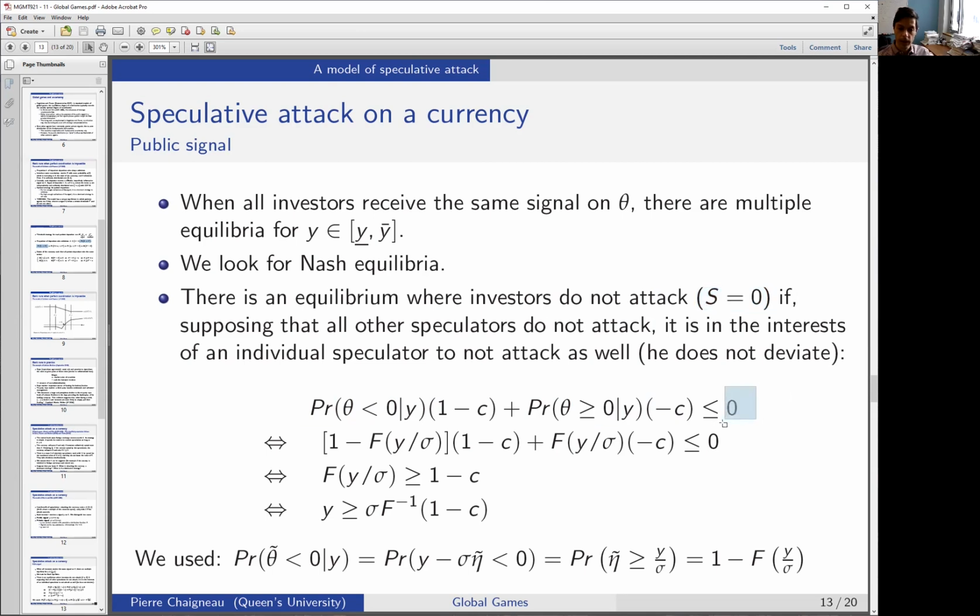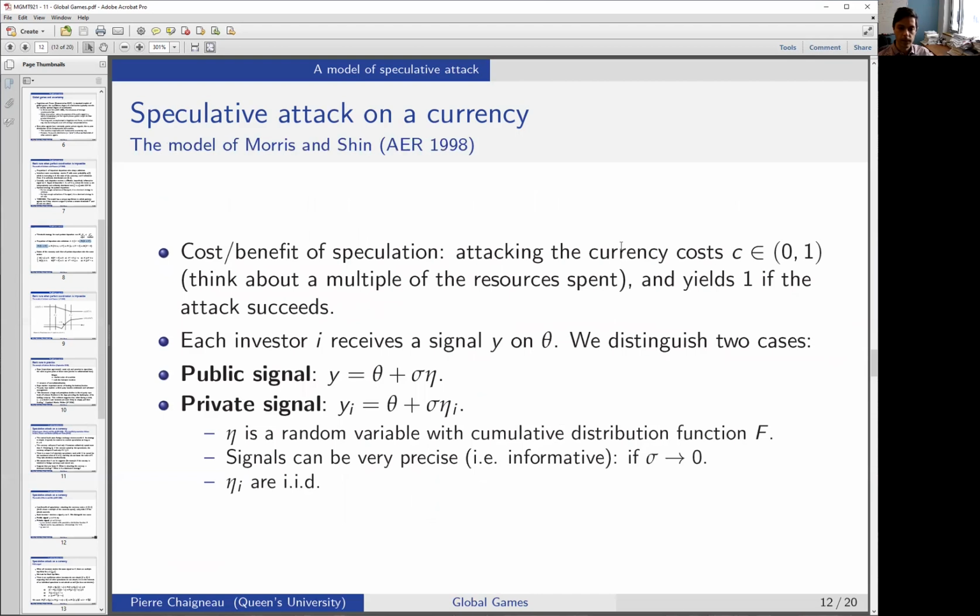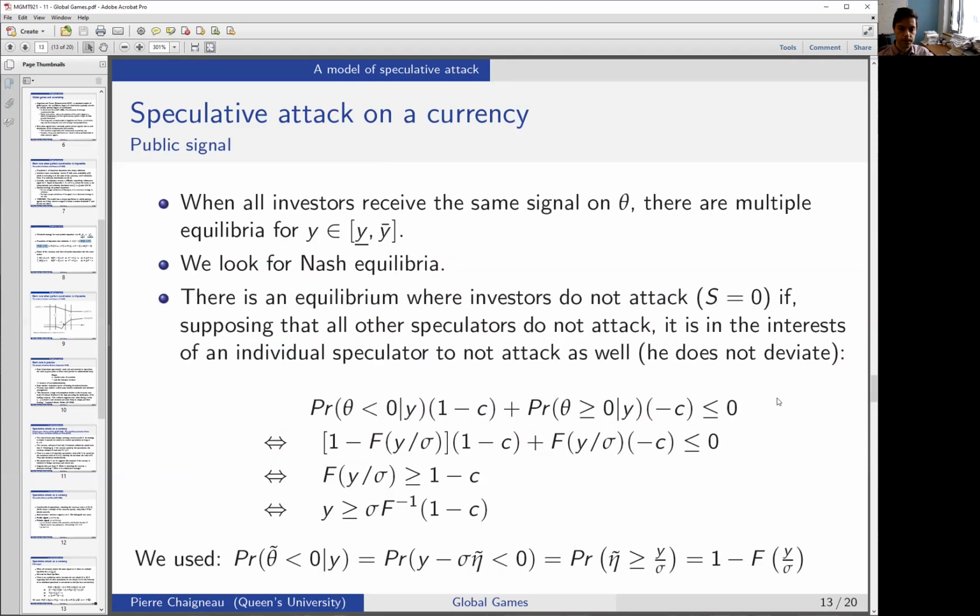Of course, if I do not attack, I get 0. I do not spend anything and I do not get any benefit. Now, if I attack the currency, there are two possible outcomes. The first possible outcome is that the attack succeeds, in which case I would have spent C, but I would have earned 1. The second case is that the attack fails, in which case I will just have spent C and I would not have derived any benefit from it.